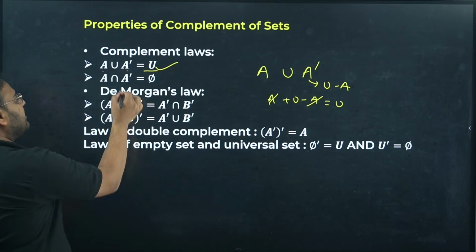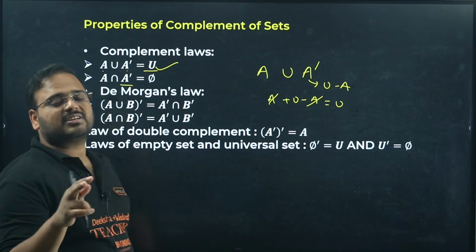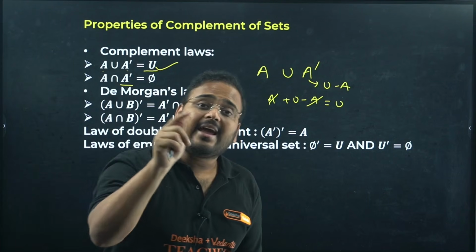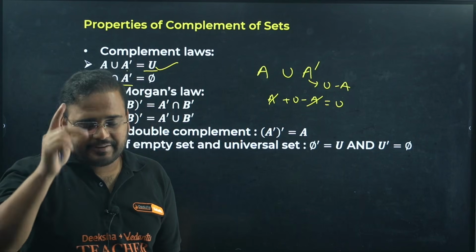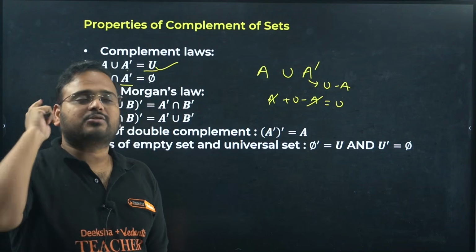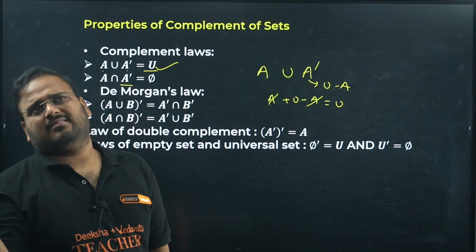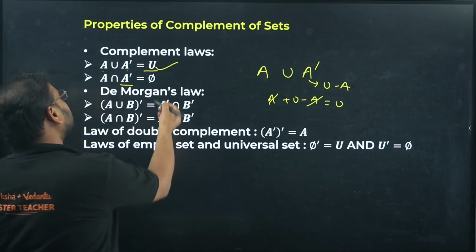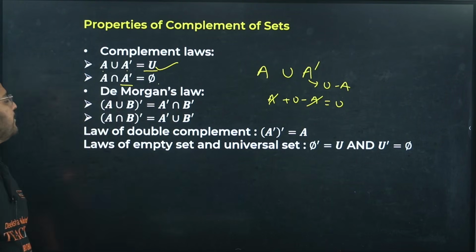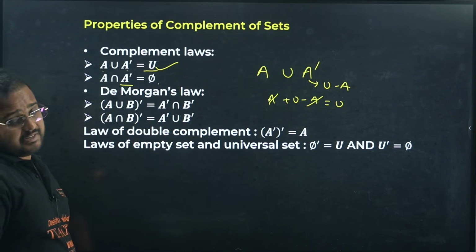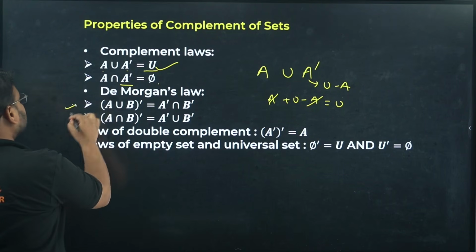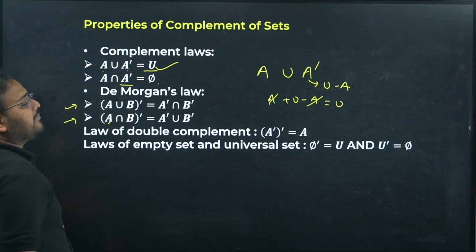A intersection with A dash: intersection means common between A and not A. What is the answer? Think logically. Nothing is in common. The answer is the null set. De Morgan's law. Okay. (A union B) dash is given by A dash intersection B dash. Very important. We use this in probability also. And (A intersection B) dash is given by A dash union B dash.